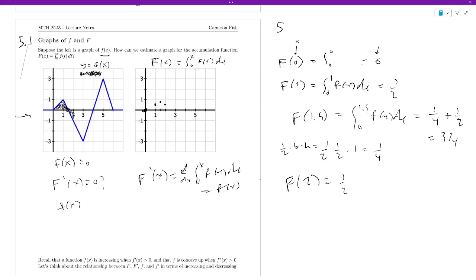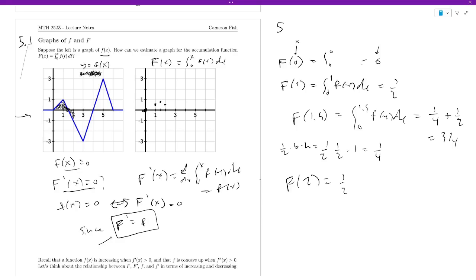So little f being 0 is the same thing as big F prime being 0, since big F prime is little f. This is the key relationship that you should have in mind whenever you're thinking about these graphs. Big F prime is little f. Pretty much any question where there's a graph like this can be answered by keeping this in mind. Big F prime is little f. So when is big F prime 0, for example? It's the same as when little f is 0.